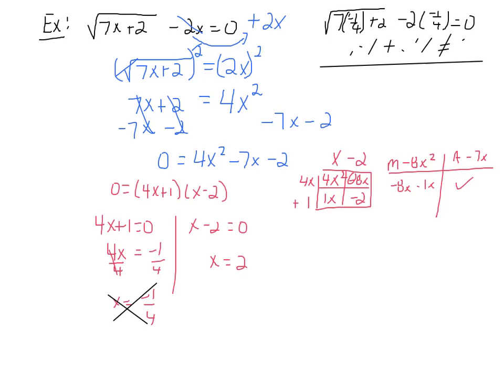So now let's try the 2. So the square root of 7 times 2 plus 2 minus 2 times your x, which is 2. And does that equal 0? Okay. Well, 7 times 2 is 14. 14 plus 2 is 16. The square root of 16 is 4. And then we have minus 4. And that does, in fact, equal 0. So this is your answer.